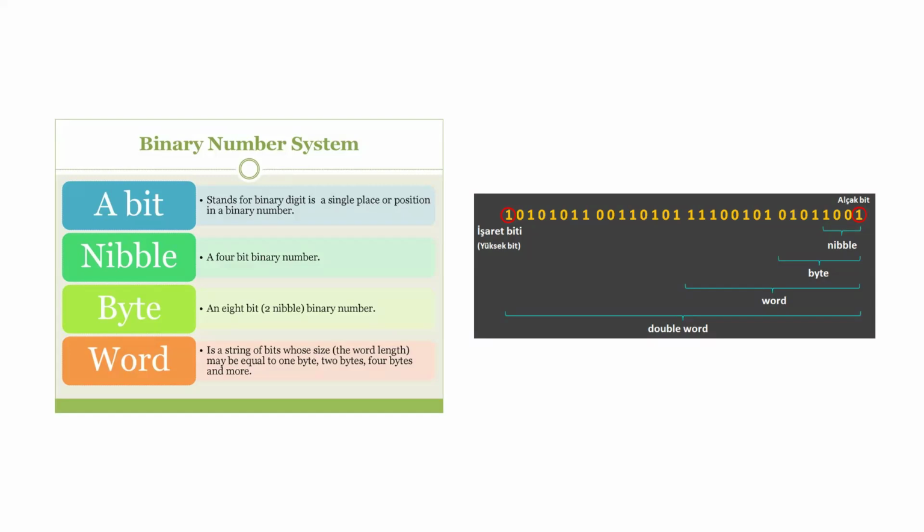So this binary group is called a nibble. If you are using 2 nibbles, or 8 bits, we are calling this a byte. And then if you are using 2 bytes, we are calling it a word. And then if you are using 2 words, so on. These are some types.